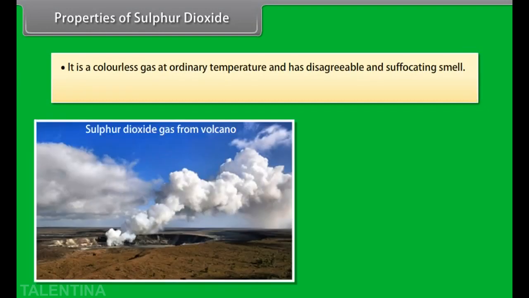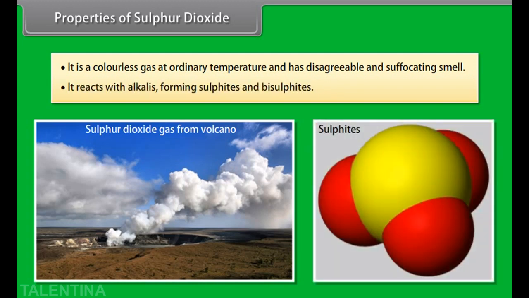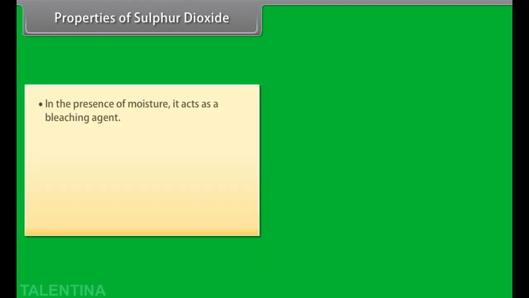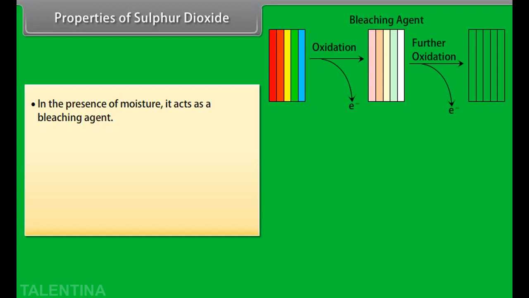Properties of sulphur dioxide. It is a colorless gas at ordinary temperature and has a disagreeable and suffocating smell. It reacts with alkalis, forming sulfites and bisulfites. In the presence of moisture, it acts as a bleaching agent.